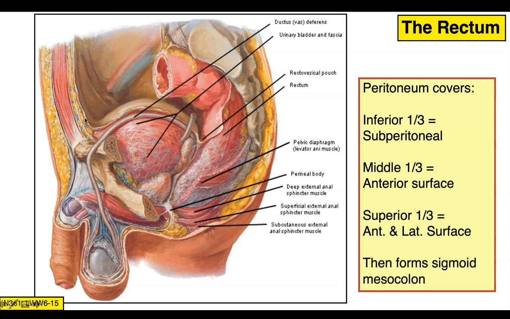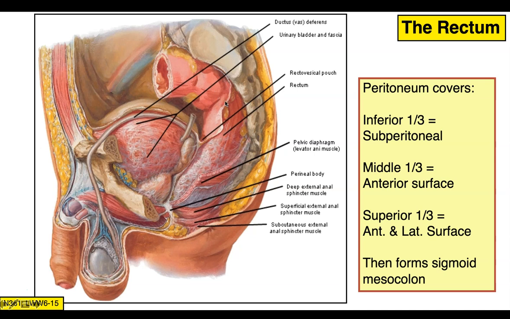And you can see here, this is the male pelvic cavity. You can see the peritoneum goes over the urinary bladder, and then it forms the rectovesical pouch. This is the rectovesical pouch. And then it covers the anterior surface of the middle third of the rectum. So the rectum is covered by the peritoneum anteriorly in its middle third, and in its superior third, the peritoneum covers both the anterior and lateral surfaces. Then the peritoneum covers the sigmoid colon, and on the sigmoid colon it forms the sigmoid mesocolon, which is the mesentery for the sigmoid colon.